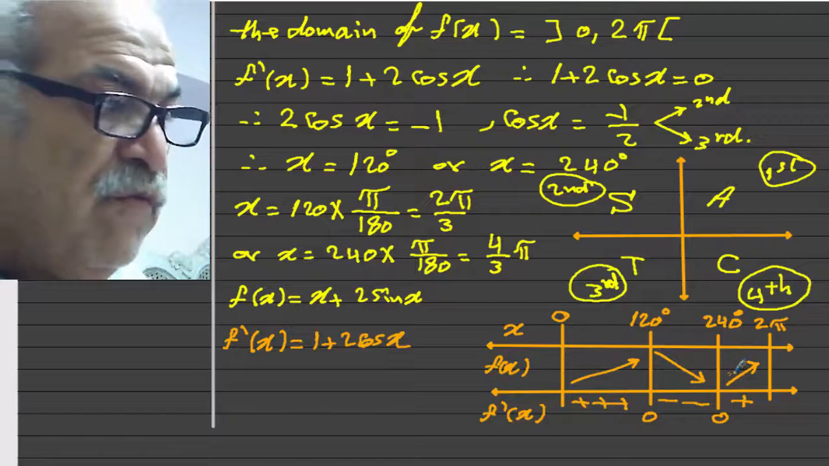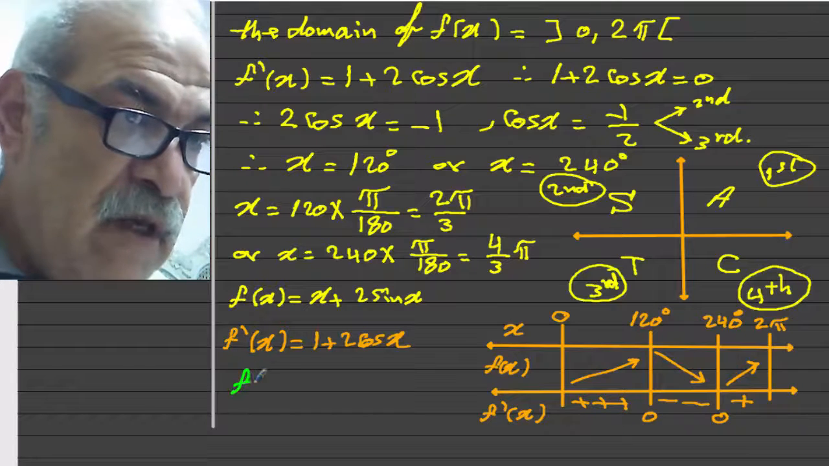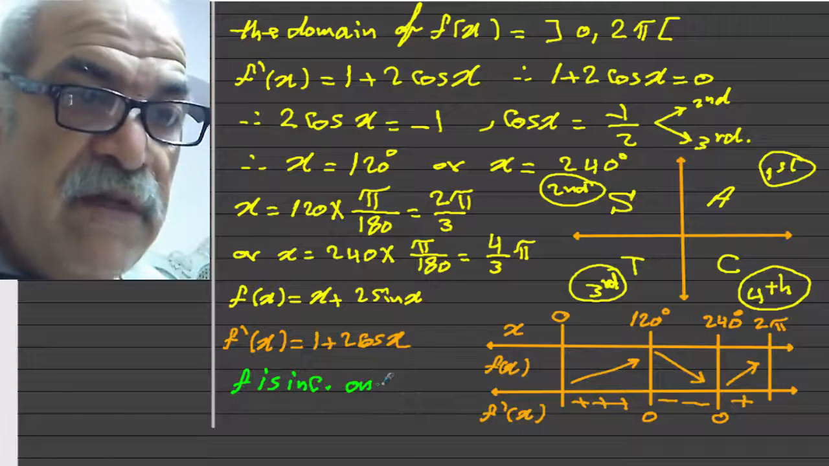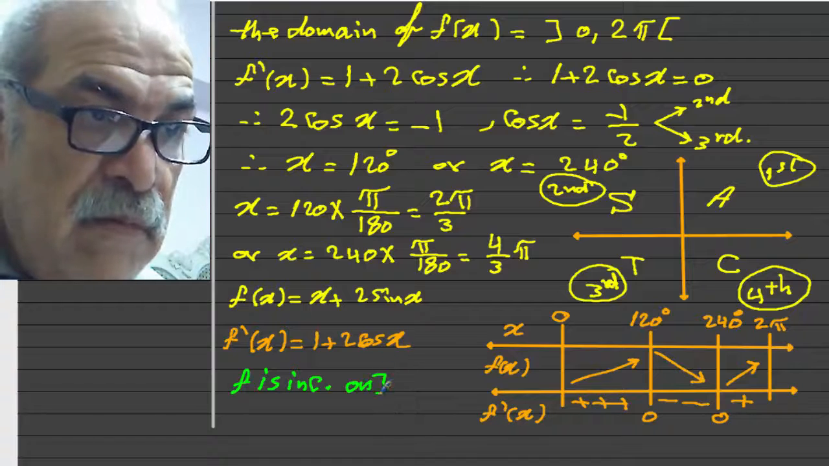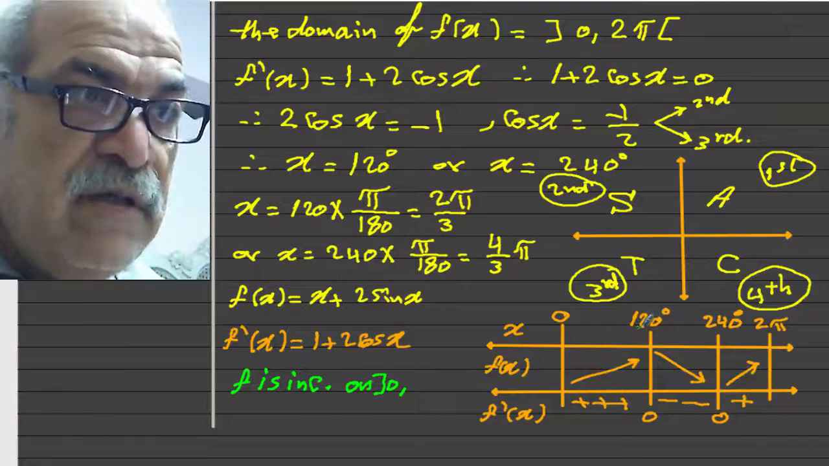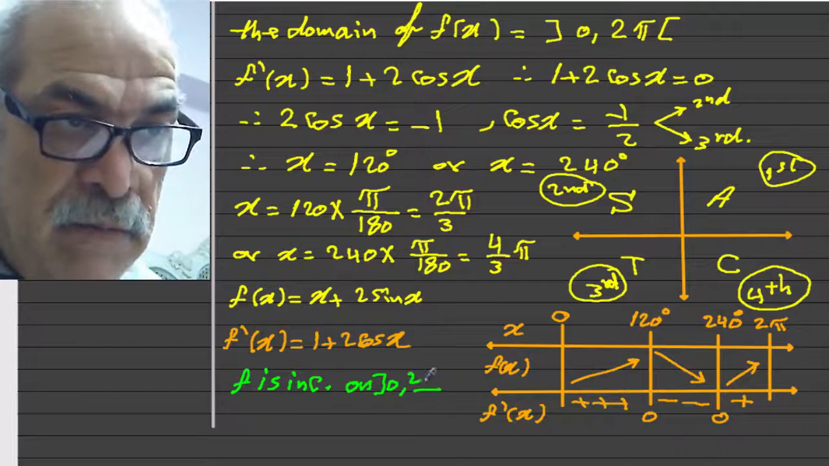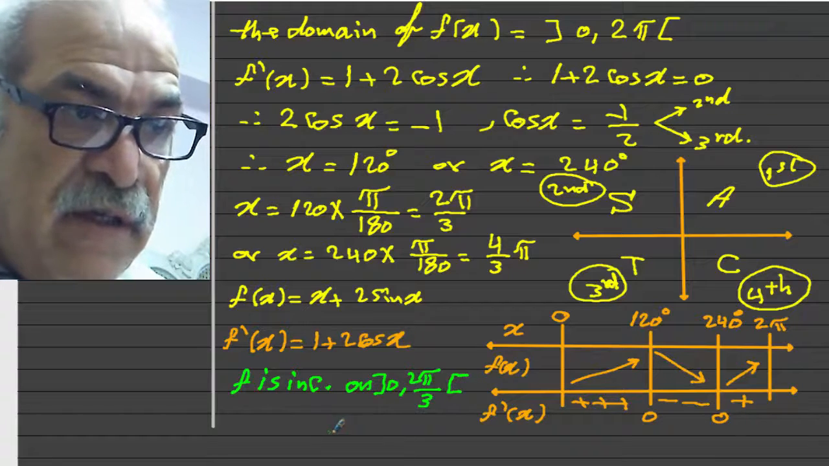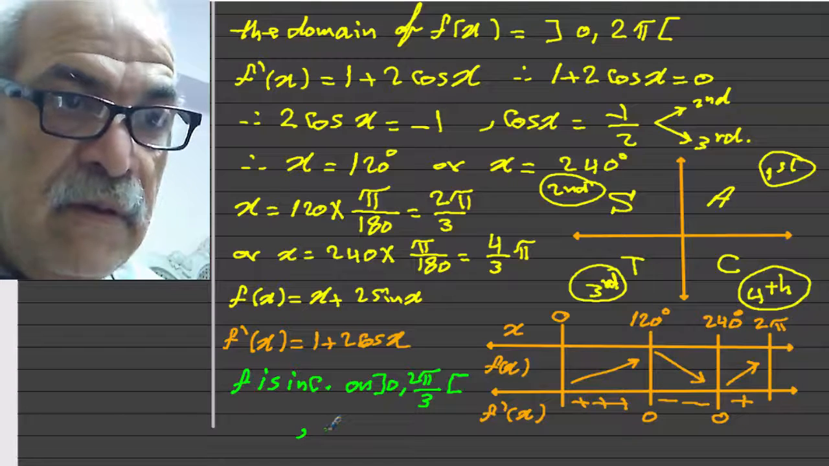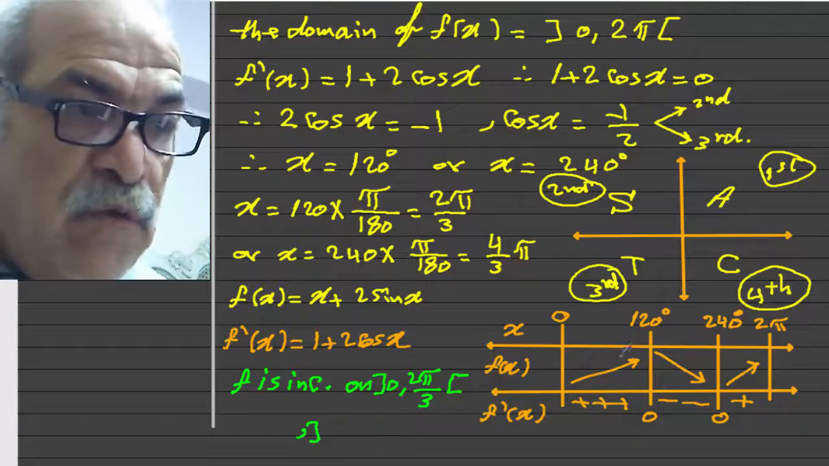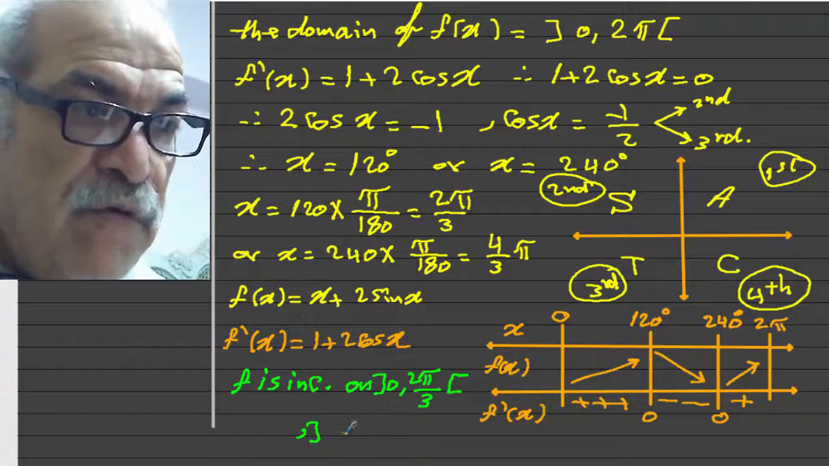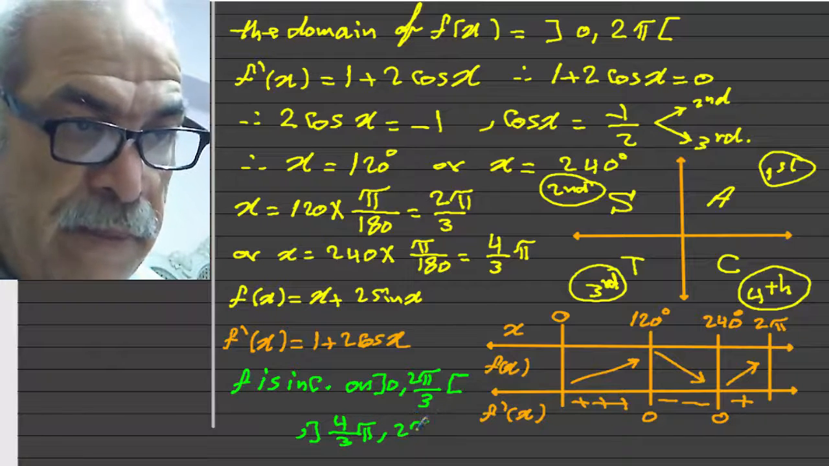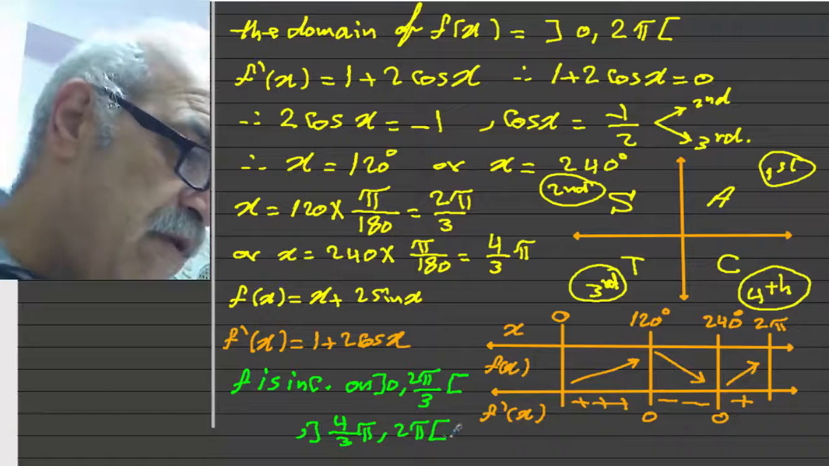And you can write all of the previous results. F is increasing on the interval from 0 to 120, which is 2 pi over 3, and also increasing on the interval from 240, which is 4 over 3 pi, to 2 pi. It is an open interval.